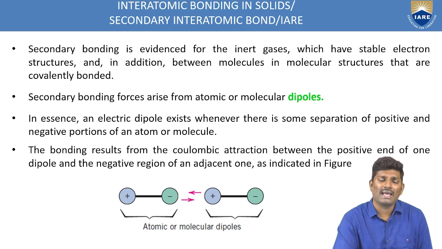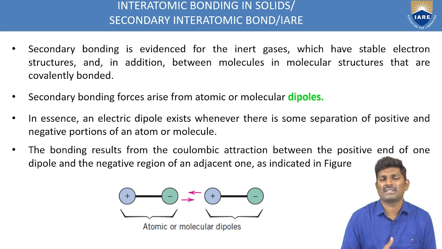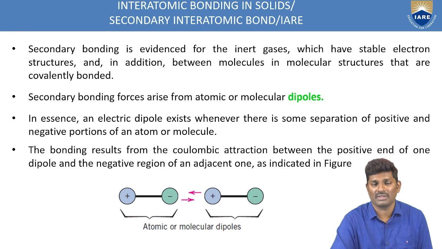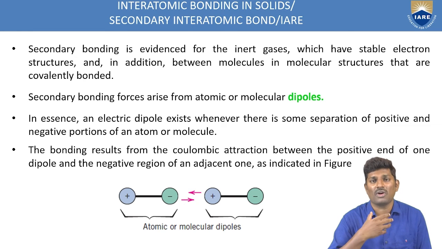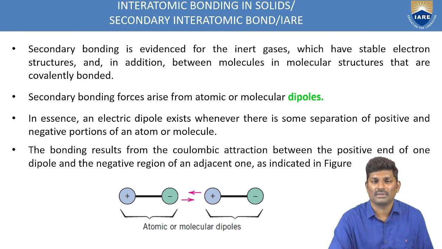What is mainly happening in the secondary bonding is the evidence for the inert gases. Generally inert gases are very stable in nature, which have a stable electron structure. They are stable in structure, and in addition, within the molecules, at the intermolecular distance, there is a covalent bonding. That's why though it is a secondary type of bonding, the primary bonding is also available. But since they have very low values of bonding energy, these secondary bondings are neglected.